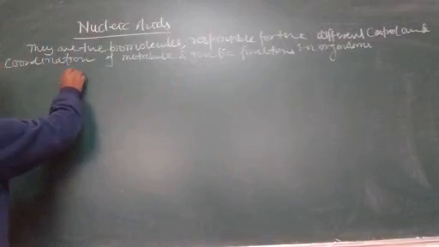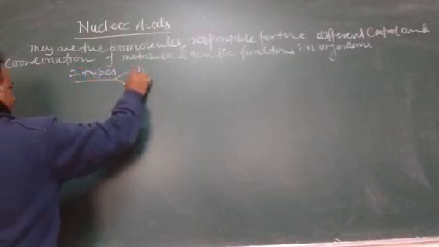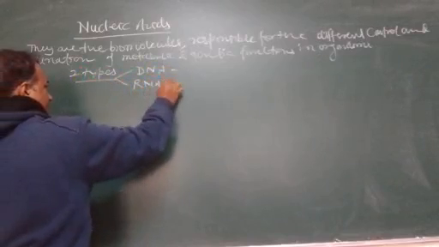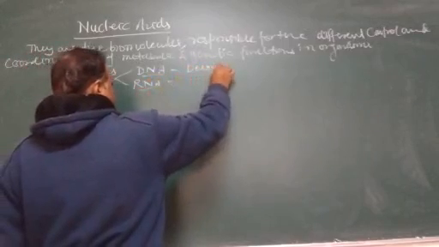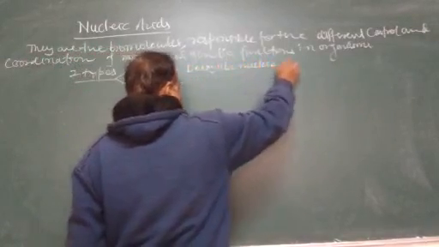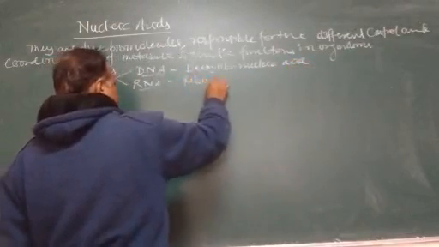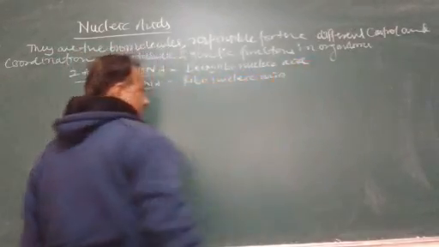Now nucleic acids are of two types. First is DNA and second is RNA. So DNA is deoxyribonucleic acid, and RNA is ribonucleic acid.